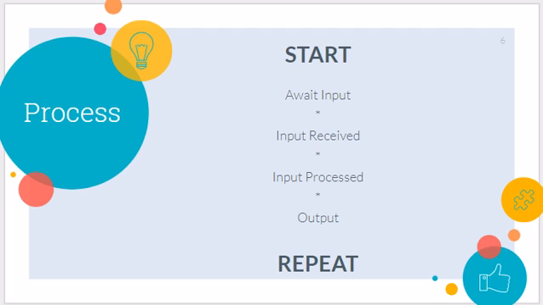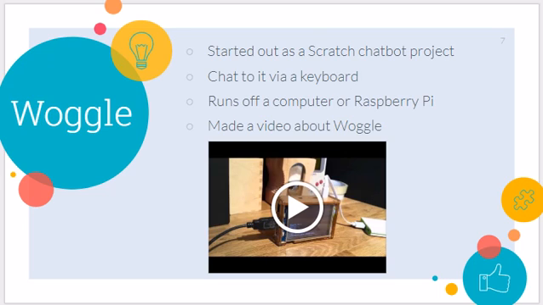So when we start breaking down that process, we can see in this slide that it awaits an input, input's received, we process what it's received, and it presents us with an output, and then we repeat back to the start again. So taking that very, very simple flowchart, I decided to make my own chatbot.